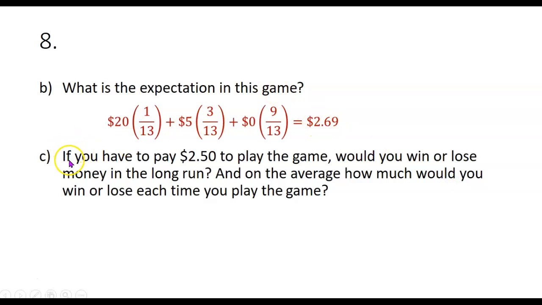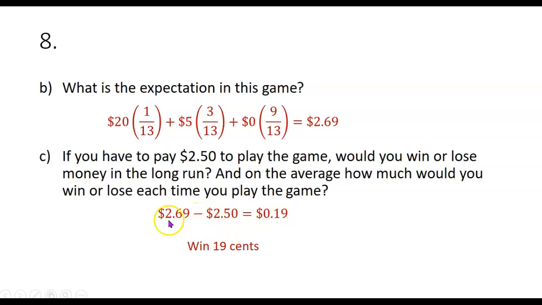But now part C says, if you have to pay $2.50 to play the game, would you win or lose money in the long run? And on the average, how much would you win or lose each time you play the game? So think about what this is saying. On the average, we're winning $2.69 per time we play the game. So if you gain an average of $2.69, but then you pay or lose $2.50, are you going to come out ahead or are you going to come out in the hole?